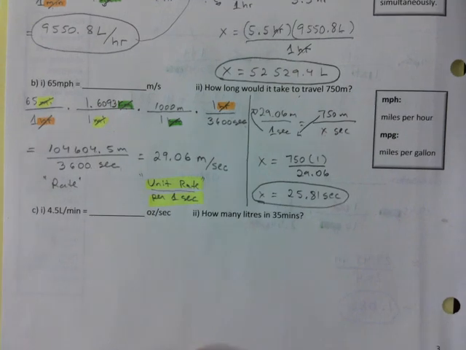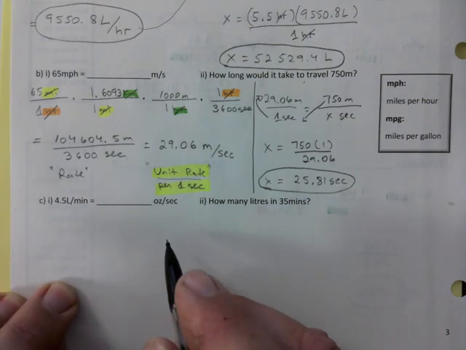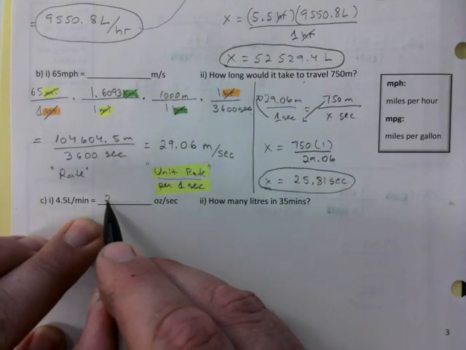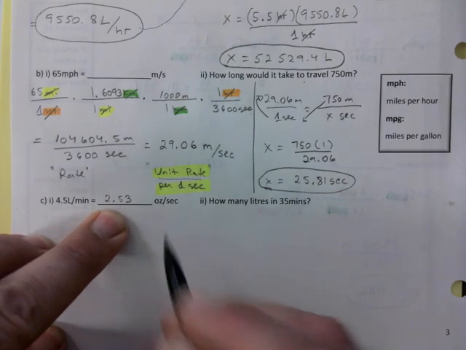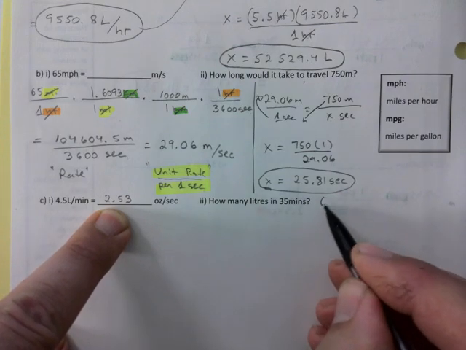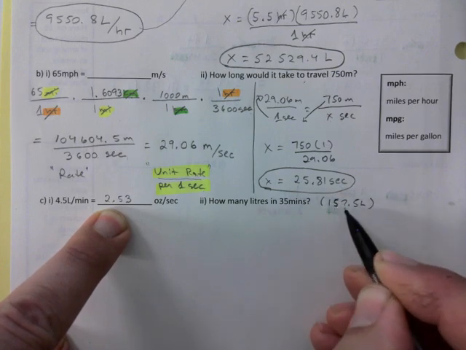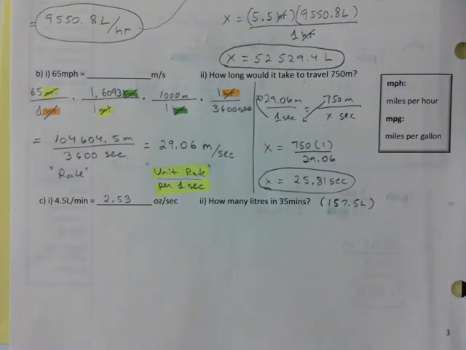And again, that's how I do it. You can try doing it your way, and if it matches my answer, you're probably all right. I'm just going to give you the answer to this one. This one is 2.53 ounces per second. And this would be 157.5 liters. If you want to try this on your own, you go for it. But I'm running out of time here, so I'm just going to leave it at that.